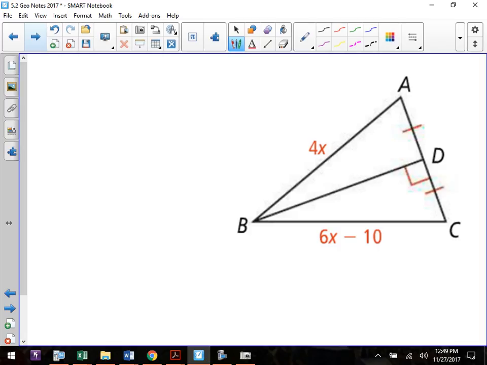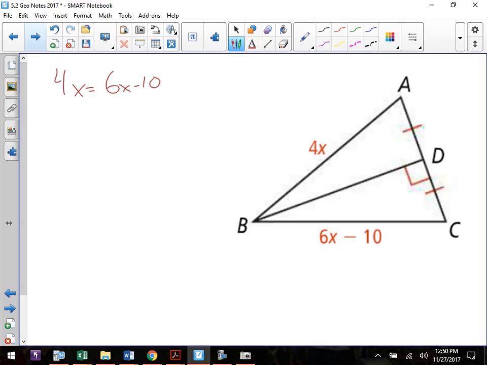Now, is BD the perpendicular bisector of AC? Yes. It is, because it's perpendicular and it's got tick marks for the bisector. So that means algebraically, you set it up to find x, which is 4x equals 6x minus 10. And then you're back to a problem of variables on both sides.